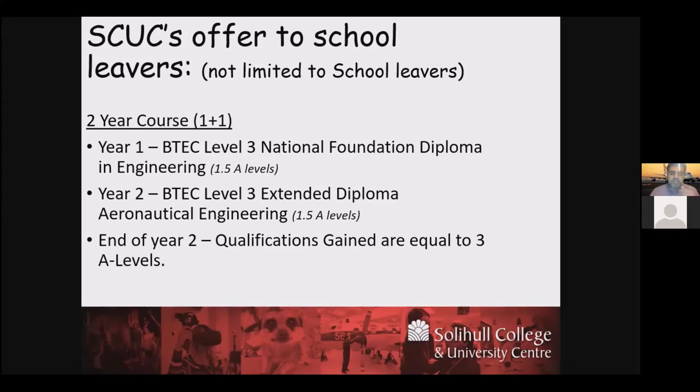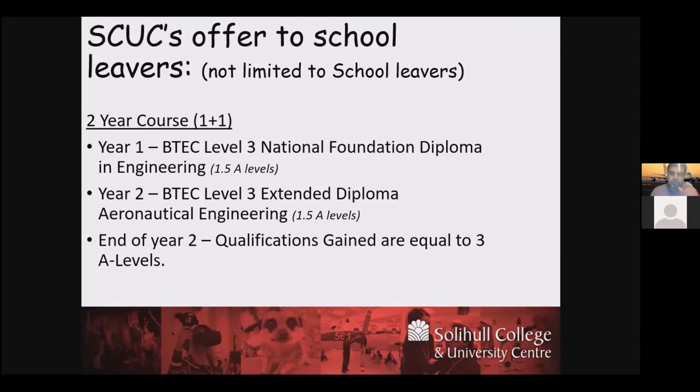And as you can see on the slide, it says 1+1. So each year is a separate course. So year 1 is a separate course. You pass that, and then you move on to year 2, which is another separate course. So year 1 is known as BTEC Level 3 Foundation Diploma in Engineering. So that is more of a general engineering course.